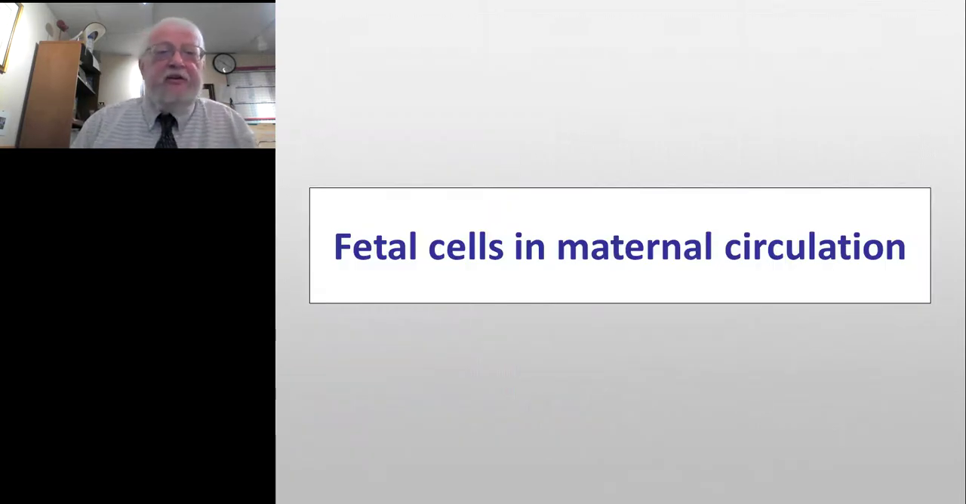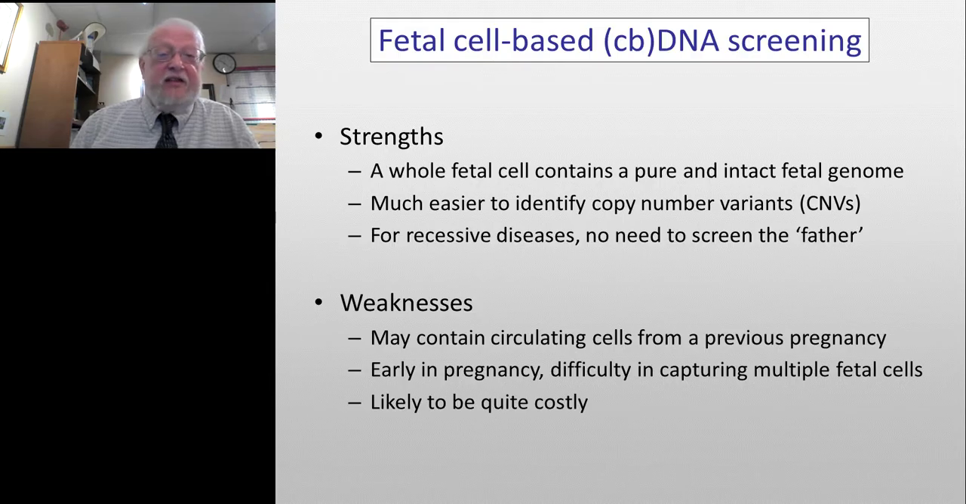Now, what about fetal cells in maternal circulation? You've heard about this before as well. Well, what would be the advantages of this? One of the disadvantages of fragmented cell-free DNA is that it's the whole genome, but it's not intact. Well, a whole fetal cell would have a completely intact fetal genome. It would be much easier to identify copy number variants. And for recessive diseases, you don't need to screen the father.